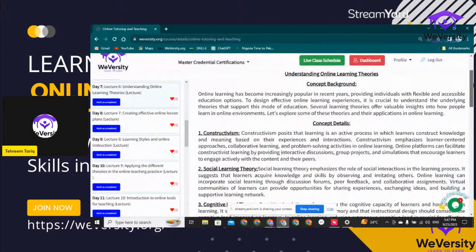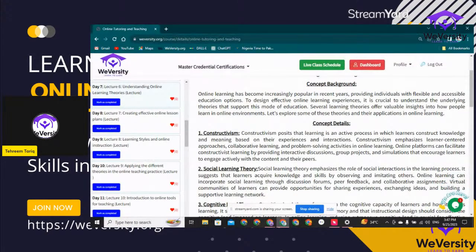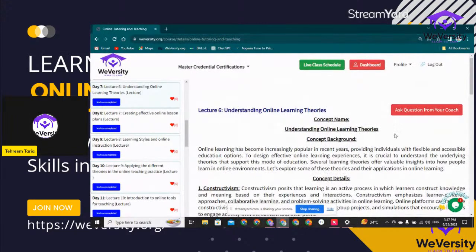So today's concept is all about the online learning theories, the theories that are applicable in online and digital mode of education. And as an educator, as a virtual tutor, you must keep in mind all these theories, and how these theories matter a lot in the practical life of online tutoring and teaching. Online learning has become increasingly popular in recent years, providing individuals with flexible and accessible education options.